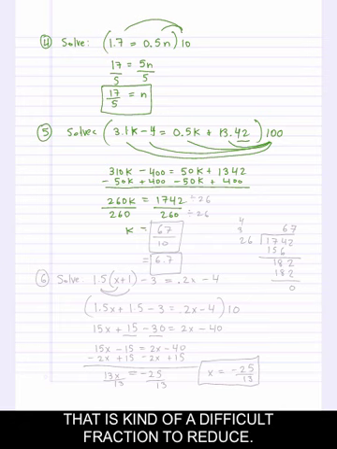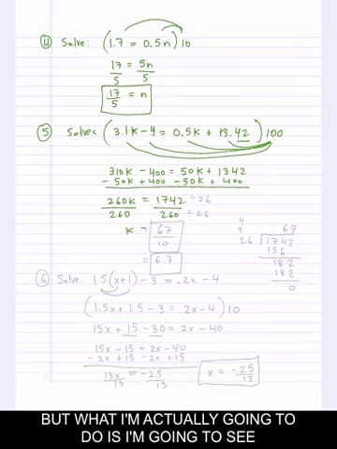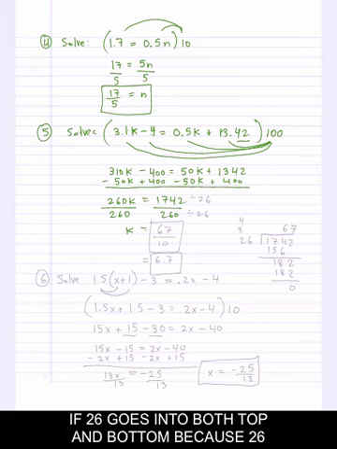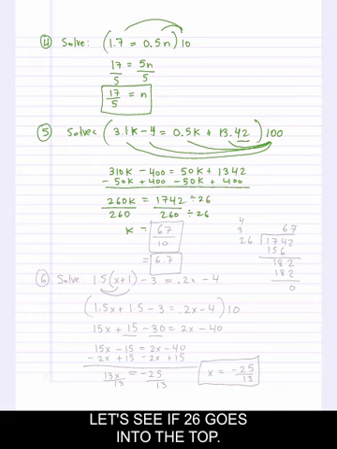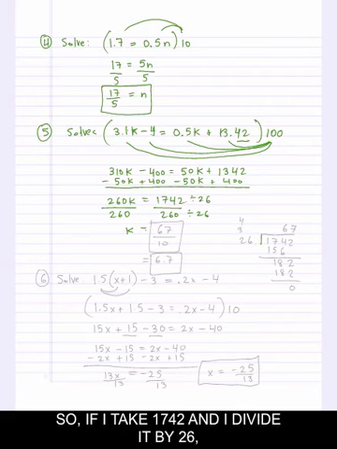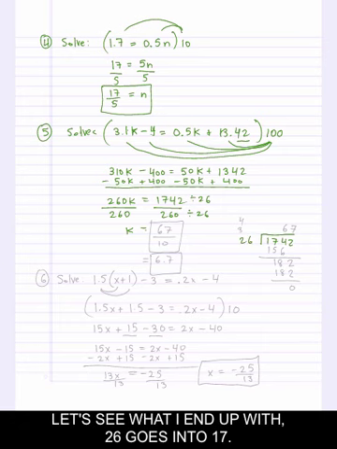That is kind of a difficult fraction to reduce. But what I'm actually going to do is I'm going to see if 26 goes into both top and bottom, because 26 does go into the bottom. Let's see if 26 goes into the top. So if I take 1742 and I divide it by 26, see what I end up with.